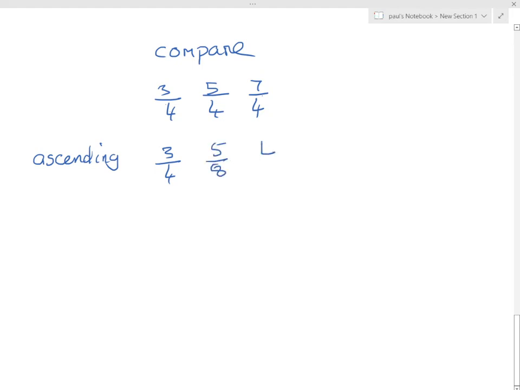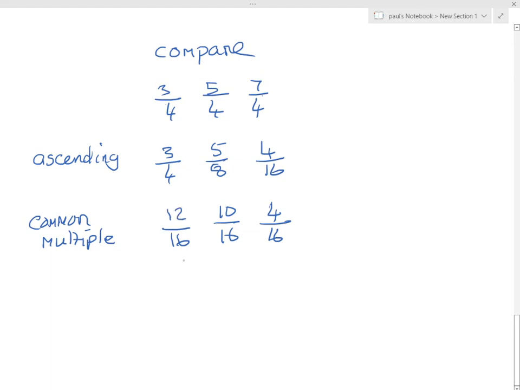5/8, and 4/16, what you have to look for now is a common multiple of these three numbers, and they all go into 16. So we can leave that as it is, 4/16. Now we need to double this to make 16 because it's 8. Double that, 16. So we need to double the top, which gives us 10. And we need to multiply that one by 4 to get 16. So we multiply that by 4, that gets 12.